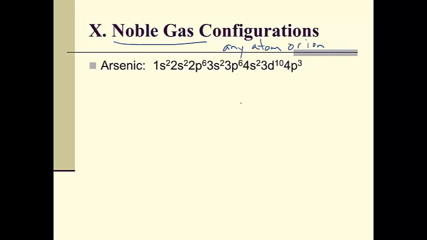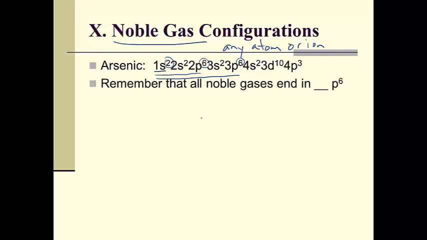So arsenic, not too bad, but still kind of long. From the end of last lecture, when you wrote out the electron configurations, this was the configuration for helium. This was the configuration for neon. This was your next noble gas configuration. Notice the noble gases all end in p6, except for helium, which ends in s2. Remember that all your noble gases should pretty much end in p6.